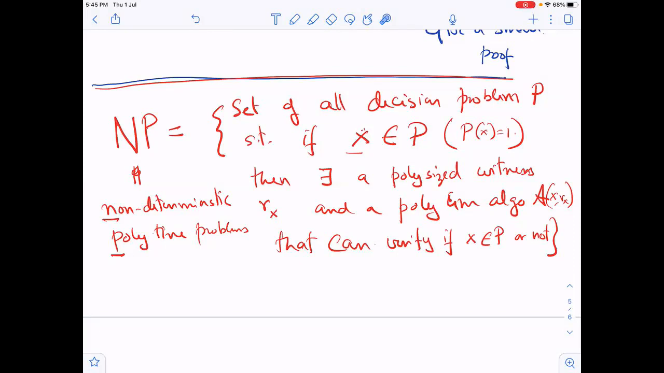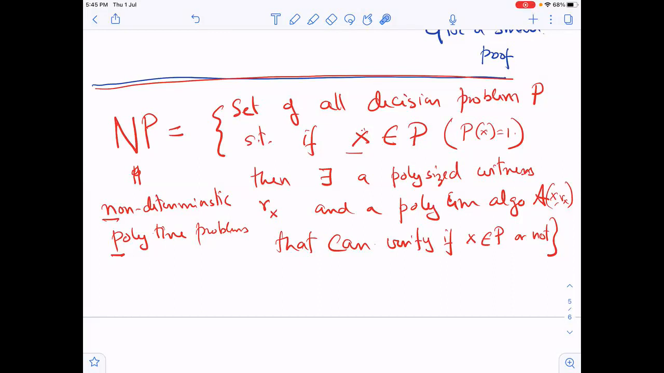If a language is in NP, then given an input X, if that X is in that language or in that problem, then you can guess the witness. There is a way of guessing the witness, such that after I guess it correctly, I can verify with the algorithm that indeed X is in P or not.